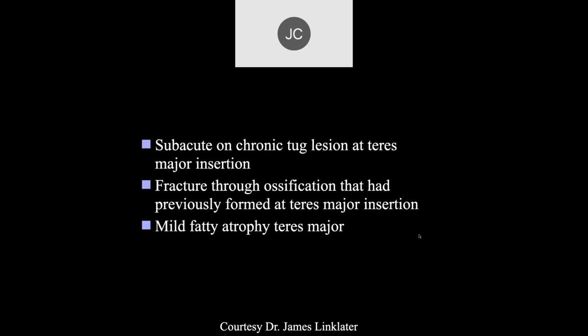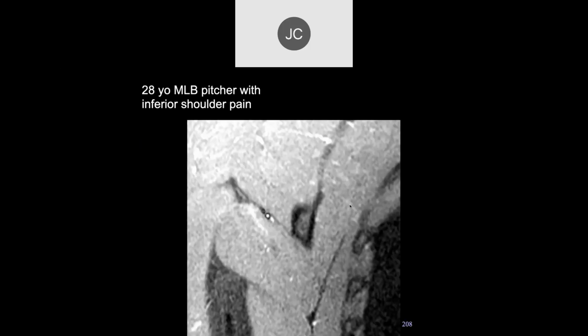So this was a subacute on top of chronic major tug lesion at the teres major insertion. It's a fracture through where the old teres major insertion was, where they had prior injury with hypertrophic bone formation to heal it. Remember, it's the bone that heals into the tendon. If you have chronic recurrent injuries, sometimes you can get a lot of hypertrophic bone formation as the body attempts to heal it, but the patient attempts to re-tear it. Okay?